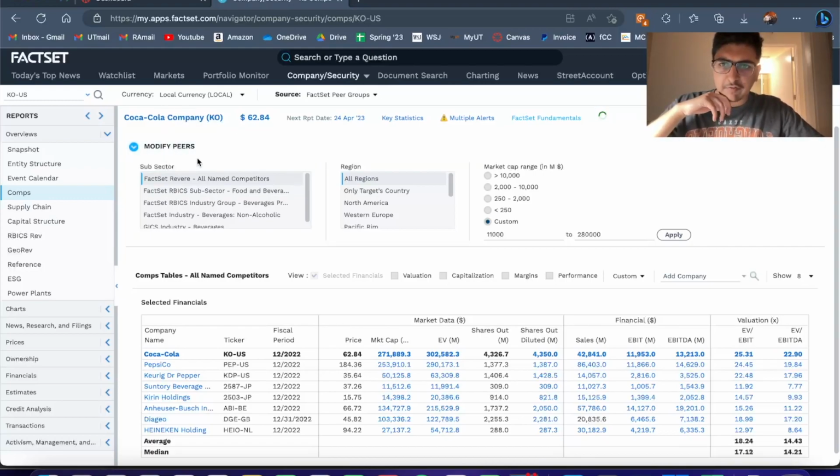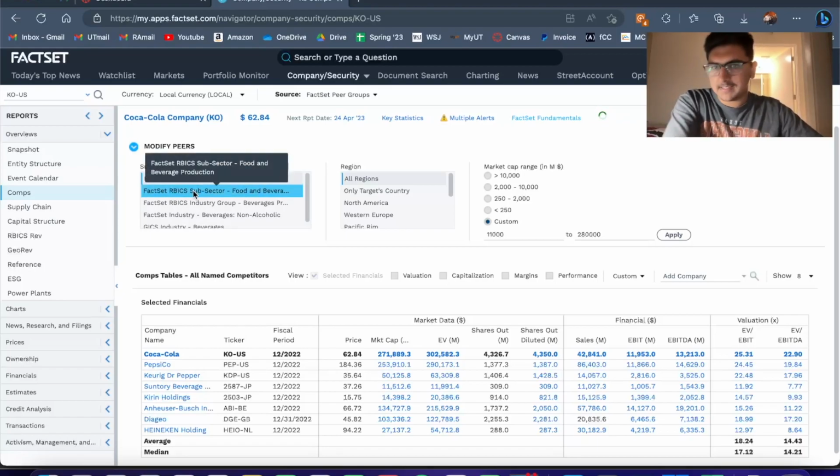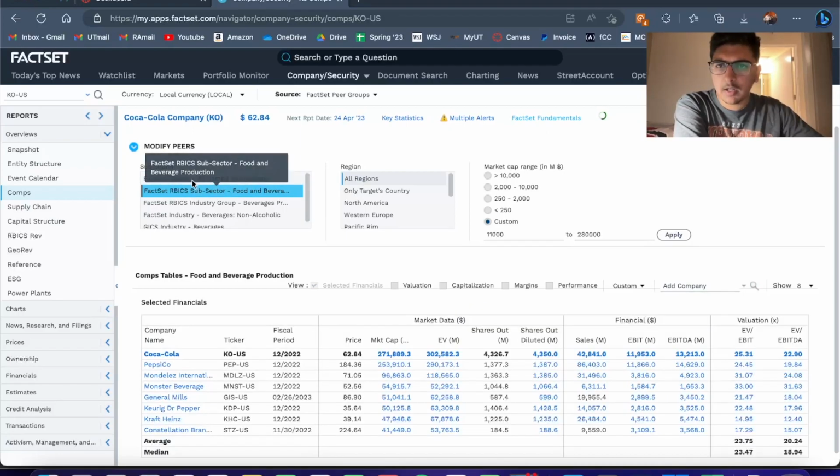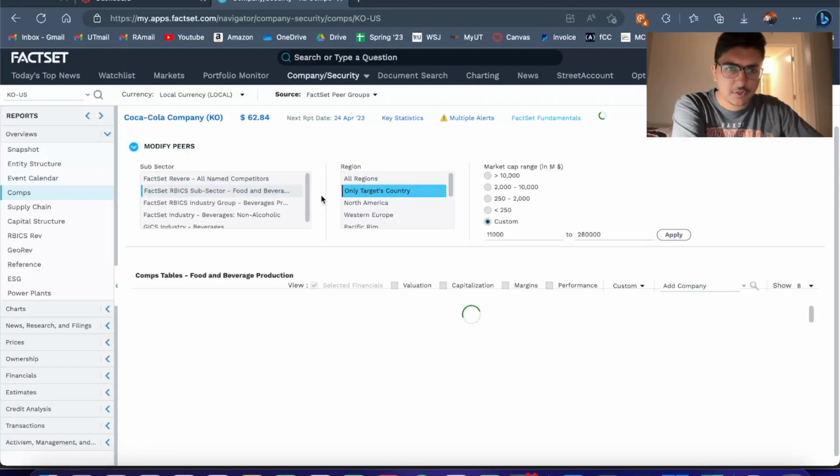So here's where we can modify peers, and I recommend doing this a little bit. Instead of using FactSet Revere, I recommend using the RBICS subsector. Try not to use all named competitors. You want to use competitors that are actually competitors of Coca-Cola. And you only want it to be in the target's country.